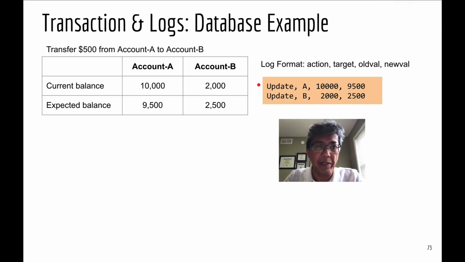Prior to updating the tables, the database must first write 2 records in the log file. And let's assume that the format of each log entry is action, the target database, the target table, the old number, and the new number. So in our example, 2 records will look like update to table A, the initial balance of 10,000, the new balance of 9,500, and update to table B with the initial balance of 2,000 and the new balance of 2,500.